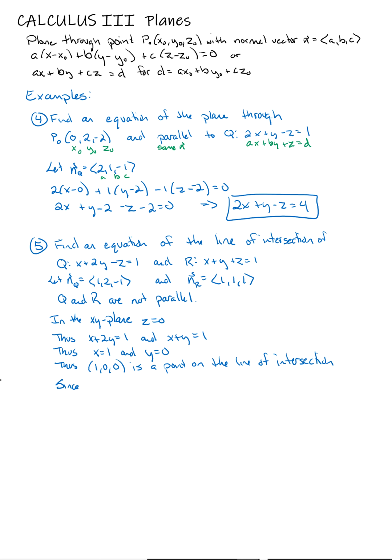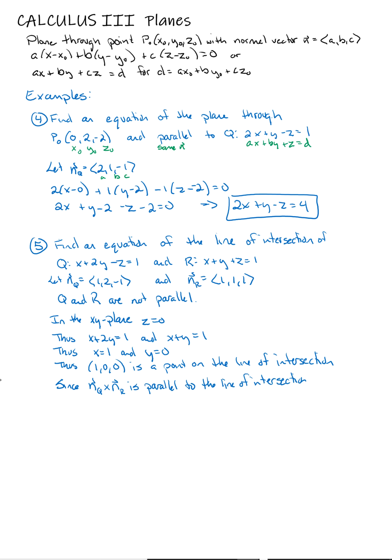Since these two normal vectors that we had, n_Q crossed with n_R, since the cross product is parallel to the line of intersection. Now I'm going to use this idea, but let me first just make sure everyone agrees with this. So, n_Q cross n_R is parallel to the line of intersection. Let's just make sure we agree with that.